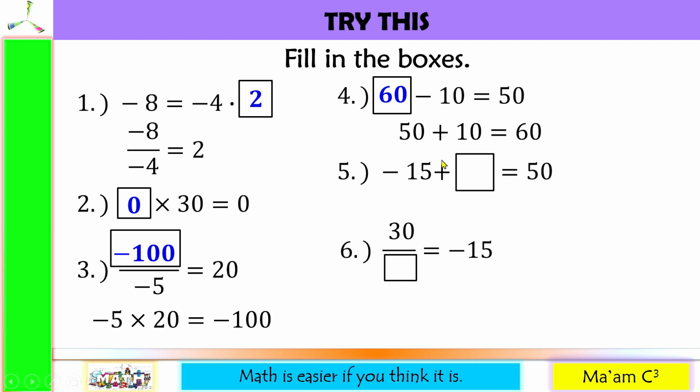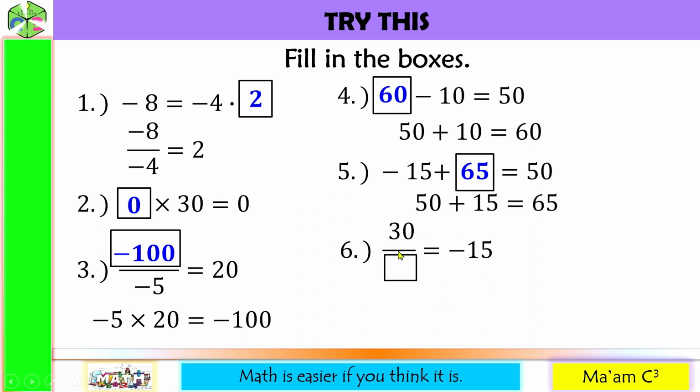So again, simply move the negative 15 to the other side. It will become positive. 50 plus 15 is equal to 65. Let us check. Negative 15 plus 65. 15 is less than 65. So let us subtract 15 from 65. 65 minus 15 is 50. Since 65 is greater than 15 and the sign of 65 is positive, our answer is positive.